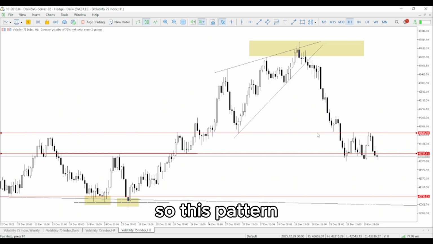So I showed you two patterns: I showed you the double bottom, and I showed you the rising wedge. This pattern works very perfectly on the volatility index. You can see how the market got to the first target here, and to the second one, now heading to the third one right here.